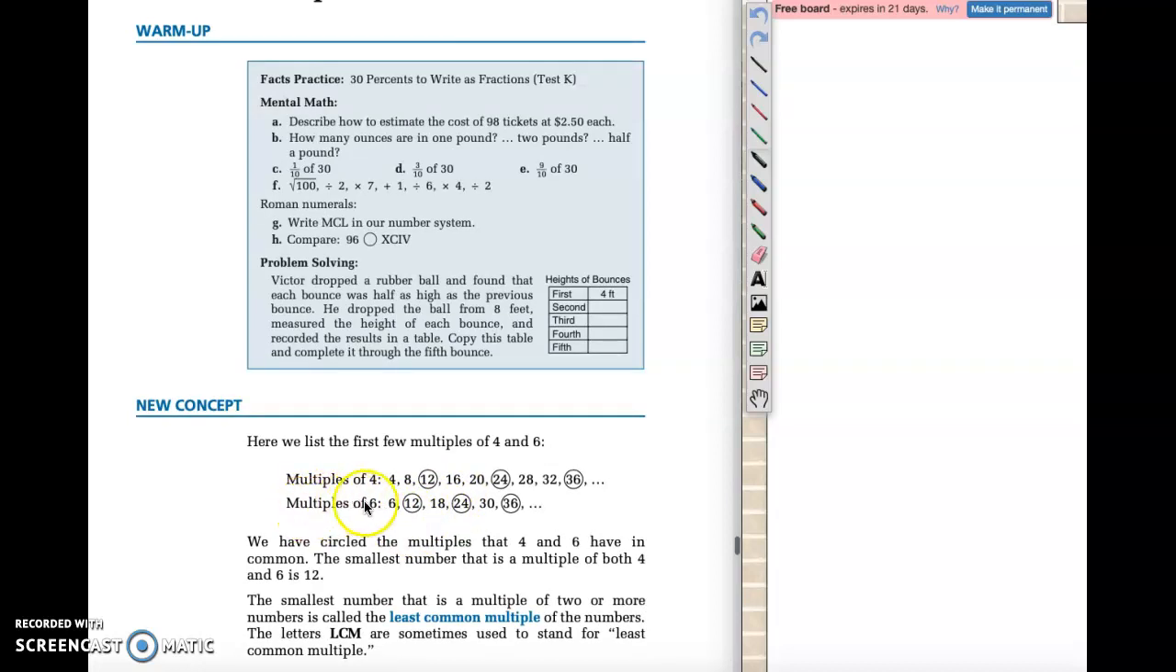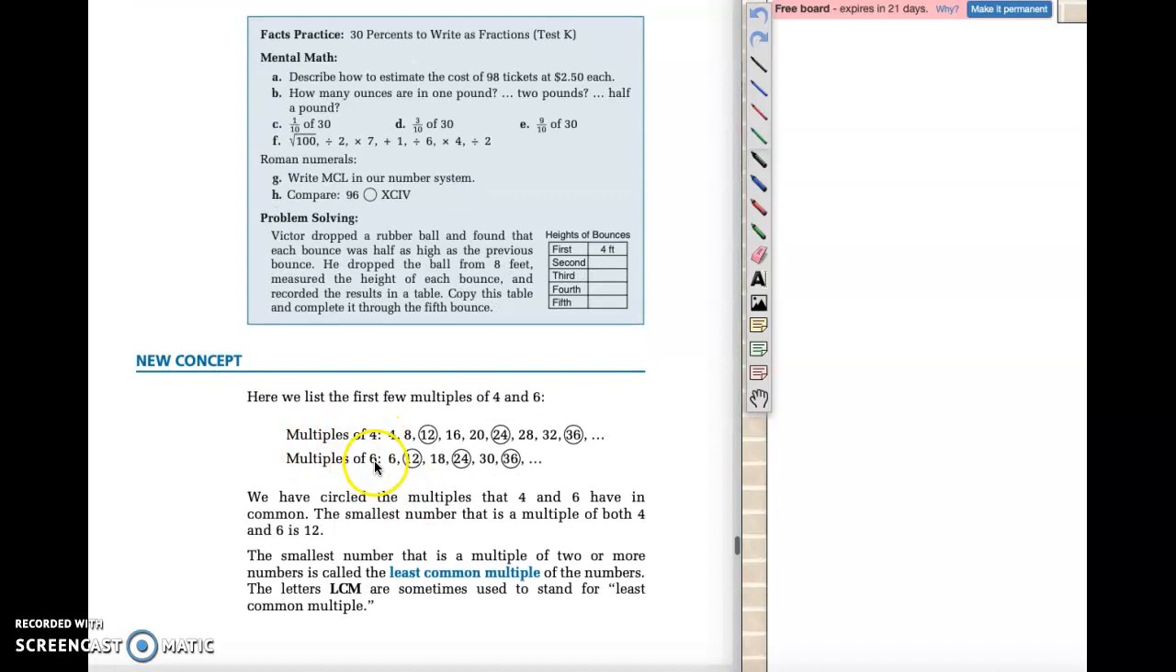But then if you look down at the multiples of 6, you're going to see all the multiples of 6. And so what we're looking for here is, when we're looking at two numbers, when do those two numbers line up and where do they share a common multiple? So here we listed the multiples of 4 and 6. And we notice that the first multiple that they share is 12. So what that means is the smallest number that is a multiple of both 4 and 6 is 12.